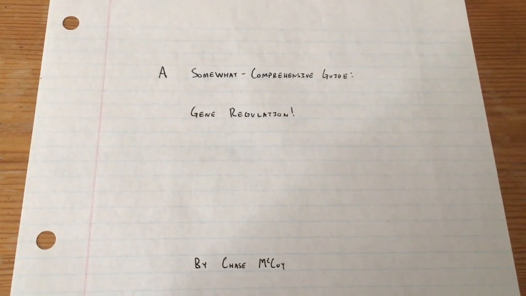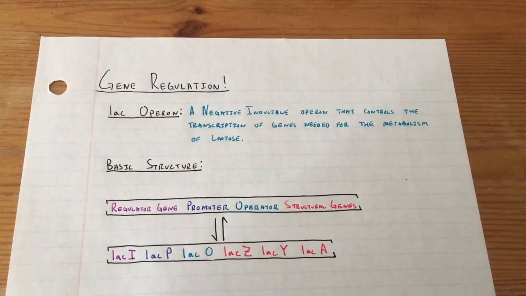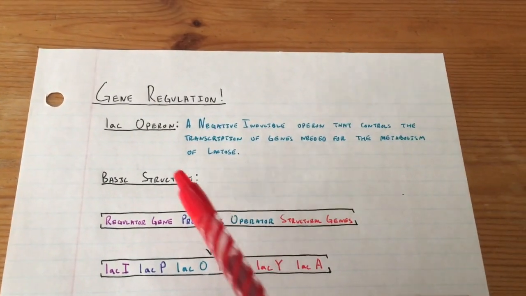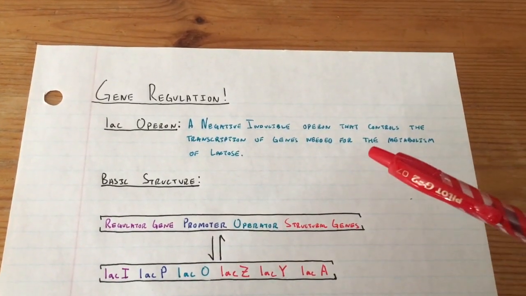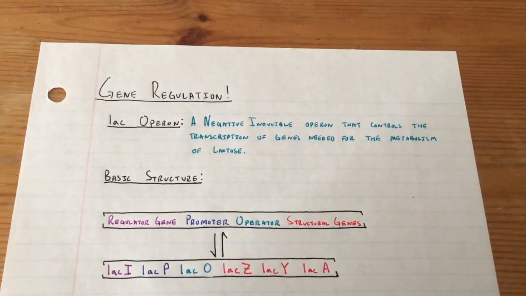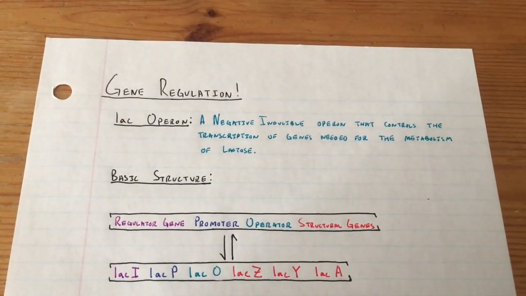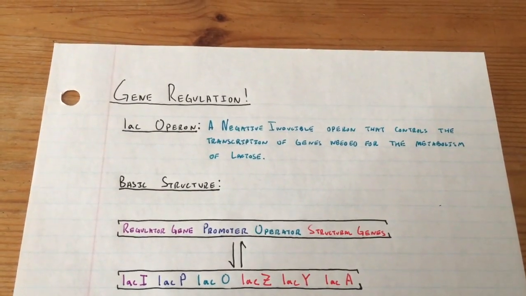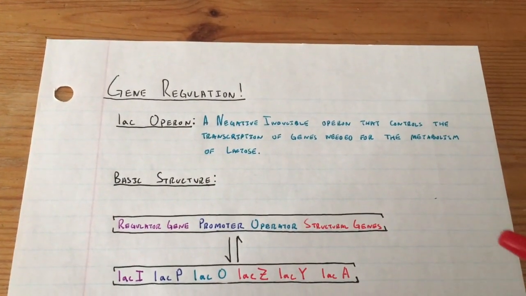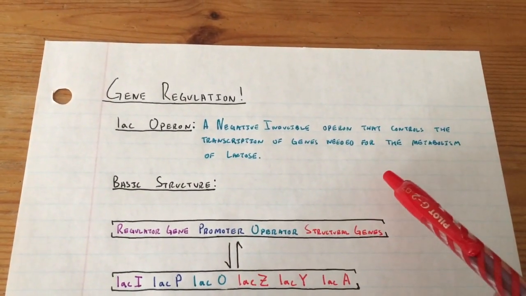Okay, so as we move into gene regulation, today we're going to be talking specifically about the lac operon. Now, as you can see, it's a negative inducible operon that controls the transcription of genes needed for the metabolism of lactose. As we continue through this entire lecture, we need to keep in mind the actual purpose of the lac operon.